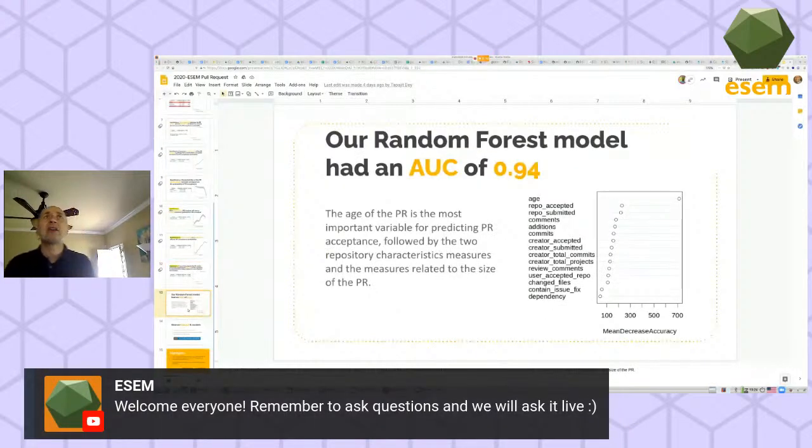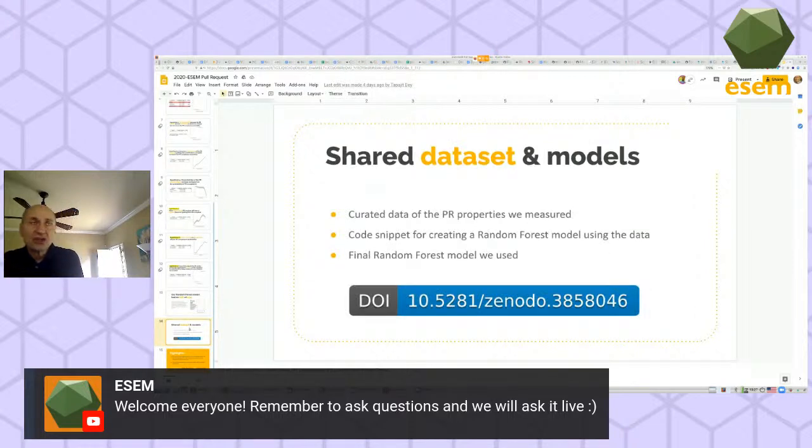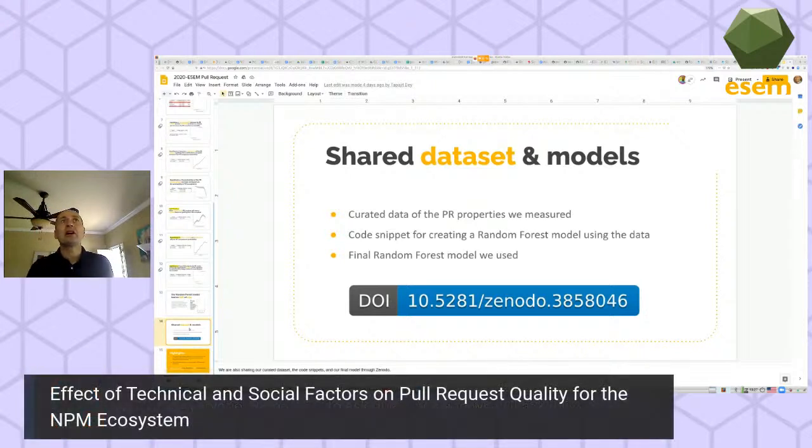Finally, we fitted a random forest model and got incredibly high AUC. We see that the age is the most important predictor in terms of mean decrease accuracy. And we can see that the repository factors and other factors are also important. Just to make sure this is reproducible, we share the data, and here's a reference to that, as well as the code used to do it.